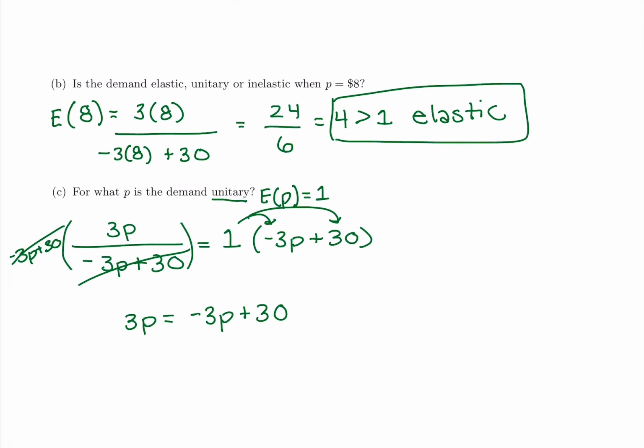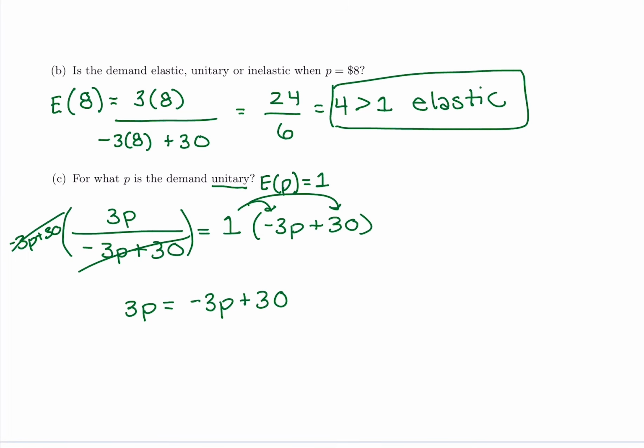Okay, there's kind of a pattern when you're solving these. And I want to solve for P, so I'm going to put the P's all on one side and the numbers on the other. So I'm going to add 3P over. I want to get them on one side by themselves. So I have 6P equals 30. And I'm going to get P by itself so I know what price to set it at. So lastly, I'm going to divide by 6. So the price is going to be 30 divided by 6. The price is going to be $5.